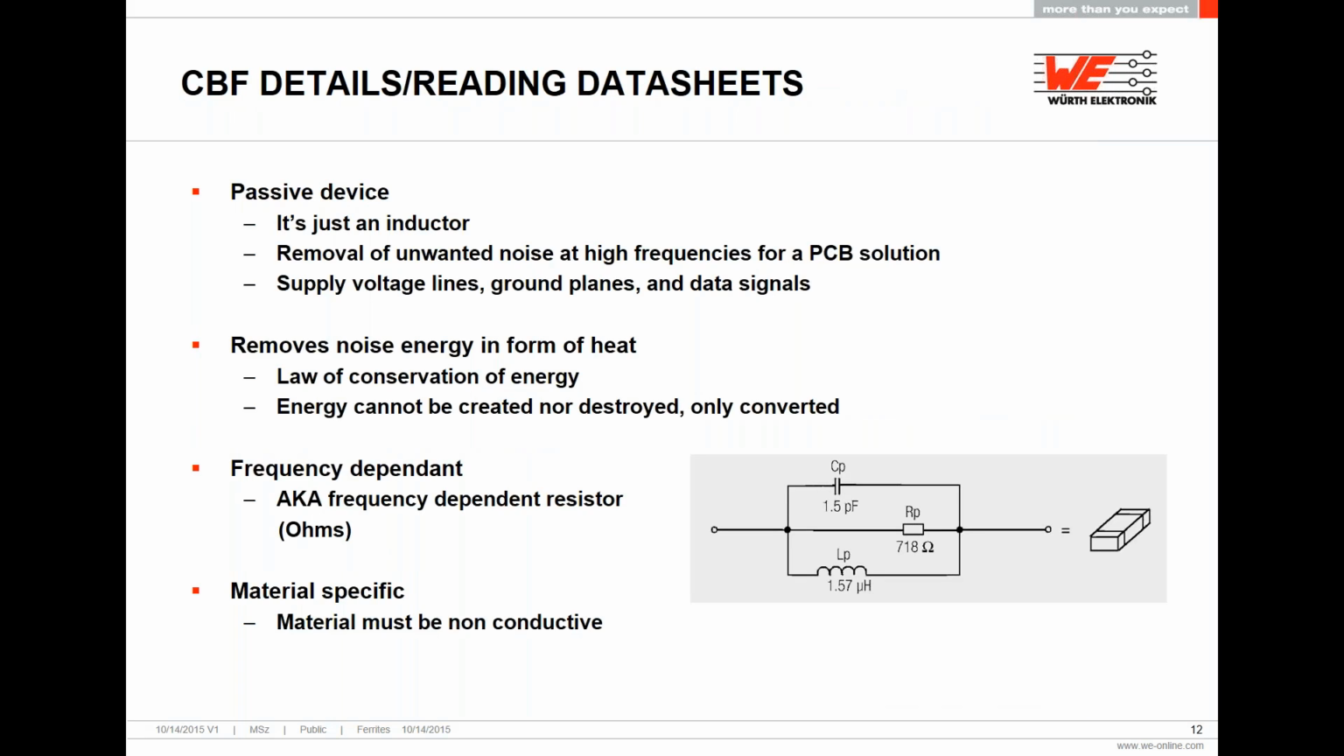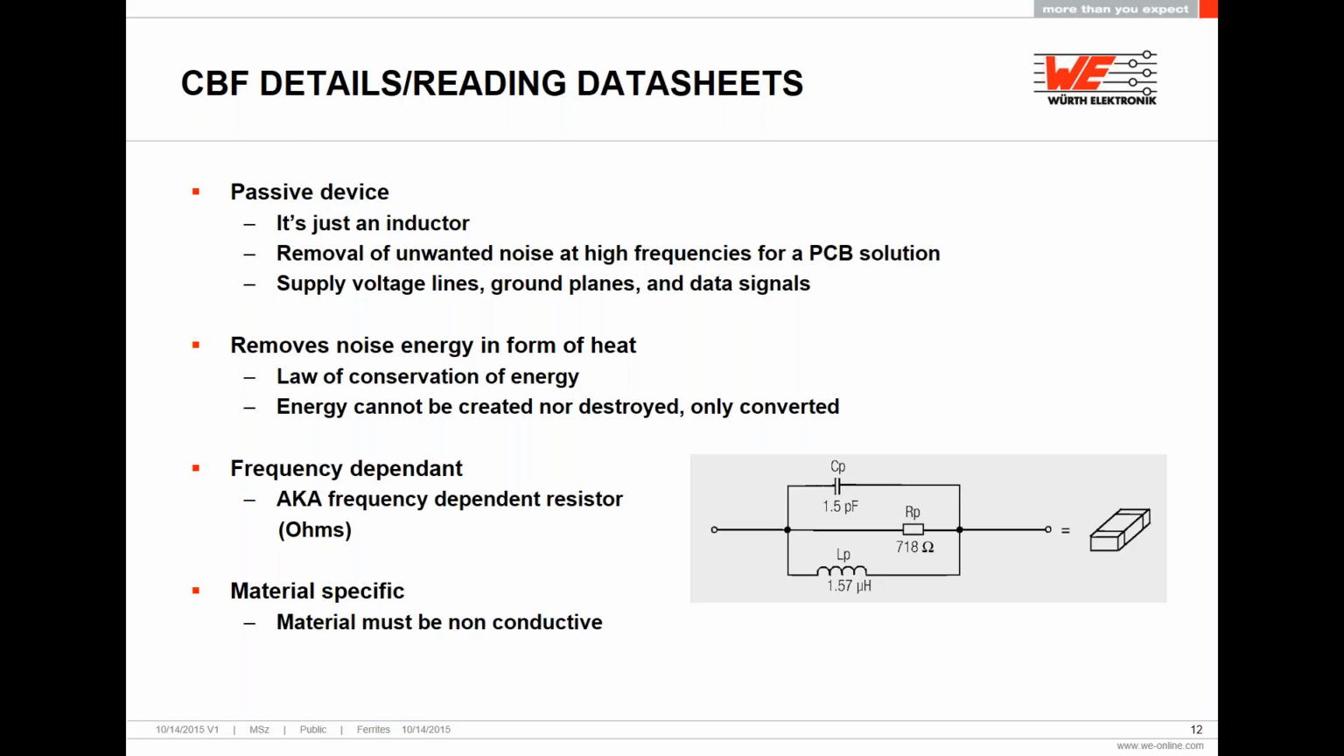A chip bead ferrite is nothing more than an inductor, and it is used to remove unwanted noise at high frequencies on supply voltage lines, also ground planes and data signals. If you remember the law of conservation of energy, you remember that energy cannot be created nor destroyed. It can only be converted. That is exactly what a chip bead ferrite is doing in this application. It is transforming unwanted signal energy into thermal energy. In other words, it is converting the unwanted signal, aka the noise of your circuit, into heat.